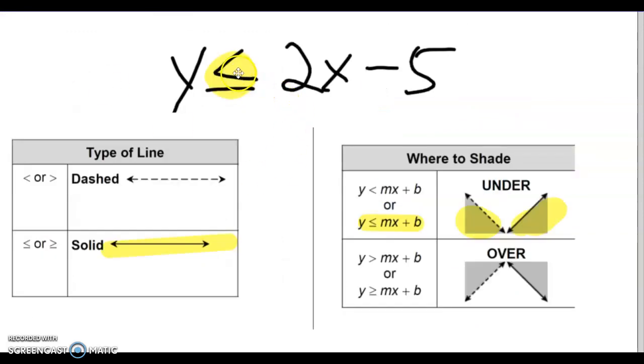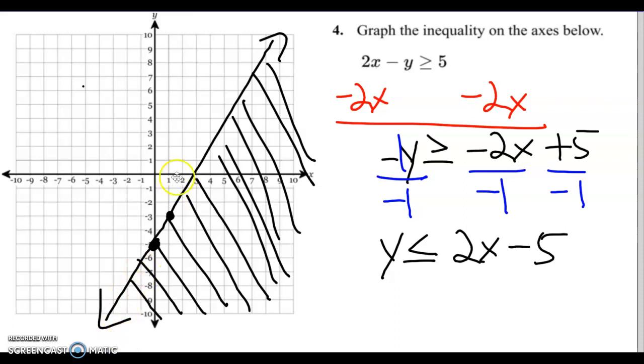So I know that it's a less than or equal to. So since it's an equal to, I'm going to use a solid line. And since it's a less than, I'm going to shade under the line. So that leaves me with a solid line and shading below it. And that's it. That is graphing linear inequalities, given that they're in standard form.